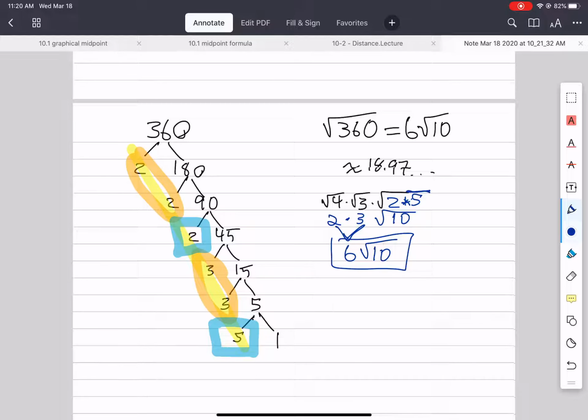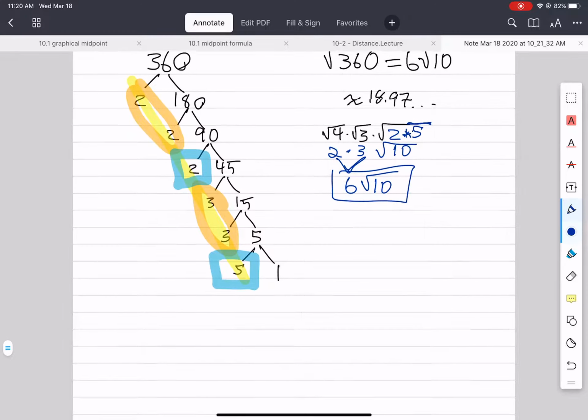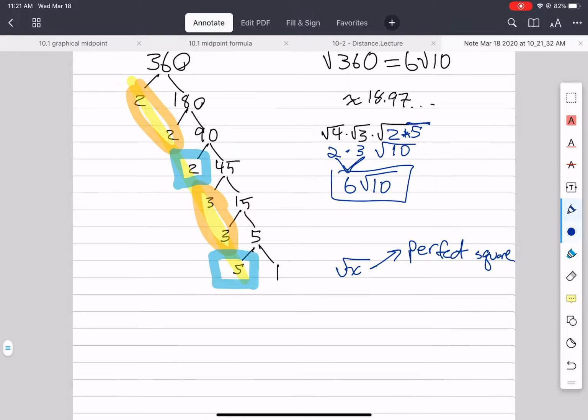So when you're square rooting a value, you always have 2 options. One, it's a perfect square, and that's something like 2 times 2, 4, 3 times 3, 9, 4 times 4, 16.